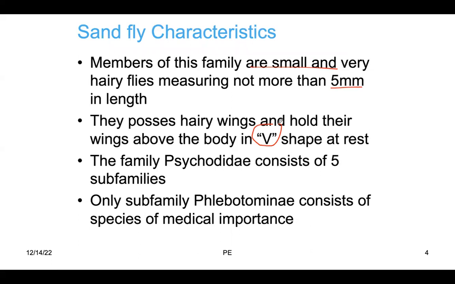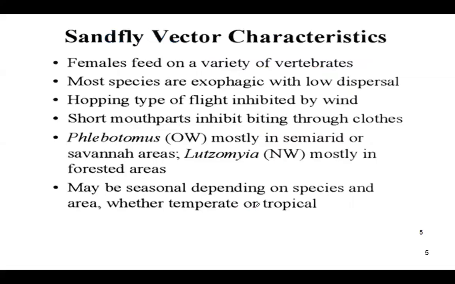And the family Psychodidae consists of five different subfamilies. Only the subfamily Phlebotominae consists of species that are of medical importance. Just like we've seen in mosquitoes, in these flies females feed on a variety of vertebrates, and they usually are exophagic, meaning they like to feed outside rather than inside.